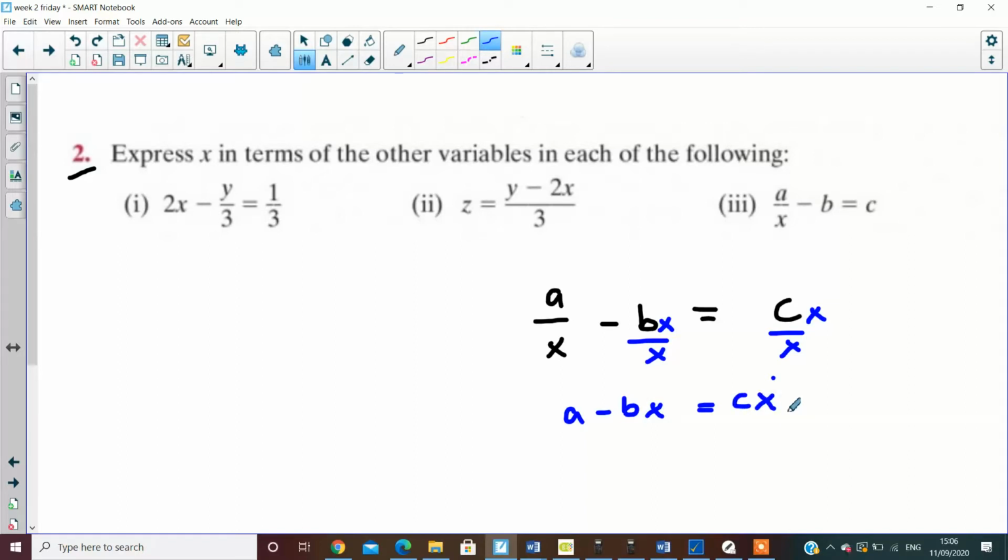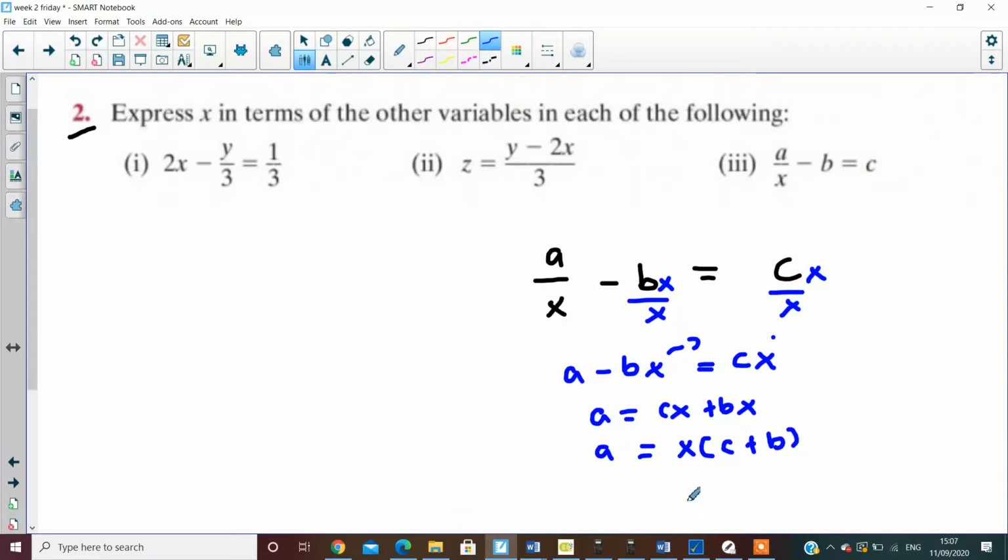Anything with the letter I want has to go onto one side. So what do I do with the bx? And I get cx plus bx. Factorize out the x, and we get left with c plus b, or b plus c, whatever you want to call it. And finally, how do we get the x on its own? Multiplication on the left will make a division on the right. All right, that's junior cert stuff right there, okay?